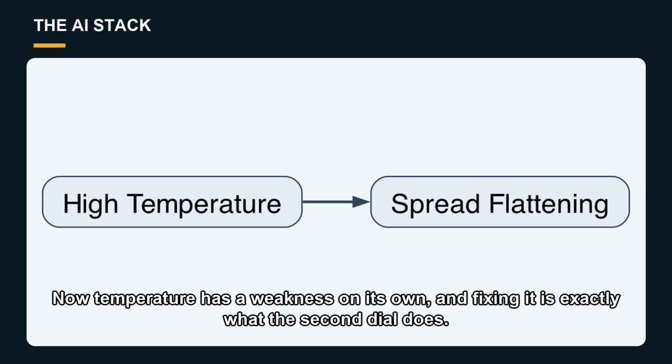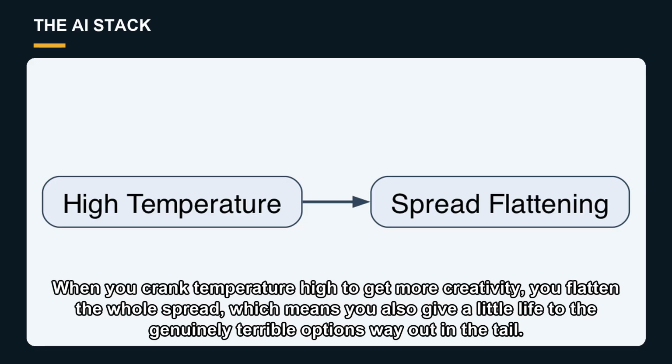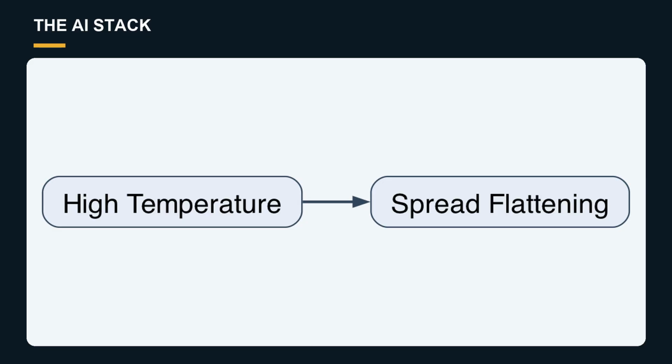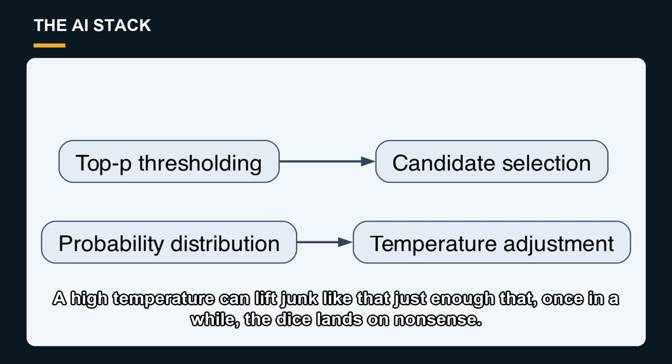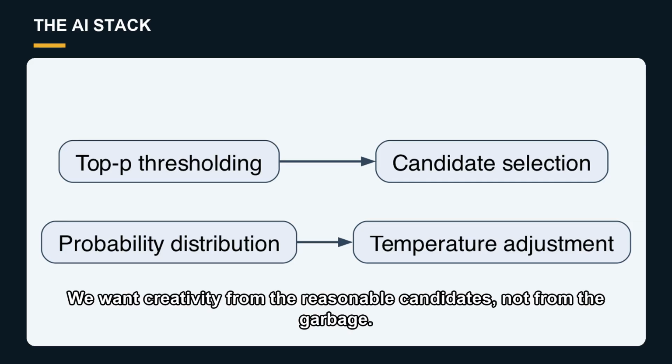Now temperature has a weakness on its own, and fixing it is exactly what the second dial does. When you crank temperature high to get more creativity, you flatten the whole spread, which means you also give a little life to the genuinely terrible options way out in the tail. Remember that tiny sliver of probability sitting on sandwich after the sky is? A high temperature can lift junk like that just enough that, once in a while, the dice lands on nonsense. We want creativity from the reasonable candidates, not from the garbage.